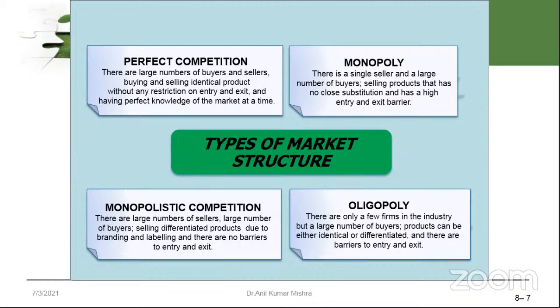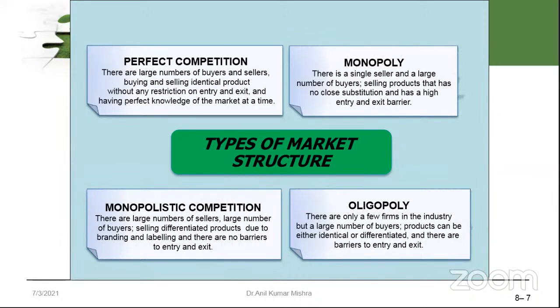If you move to the monopoly, mono means single, poly means seller. So there is a single seller. Maybe a large number of buyers are there, but the seller sells a product which has no close substitute. It is a differentiated type of product, and there are high restrictions on entry and exit because he is the sole producer. He can't allow anyone to enter into the market.